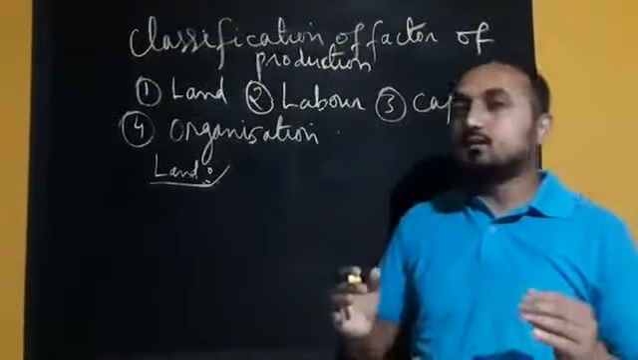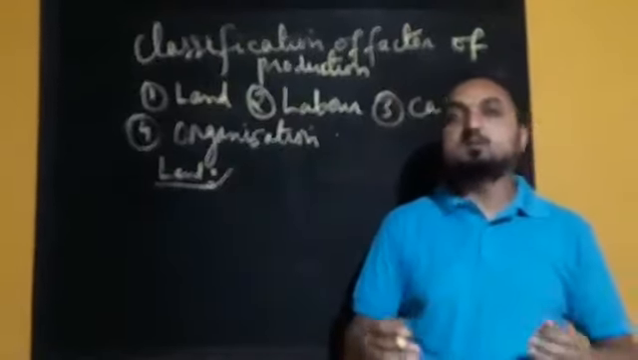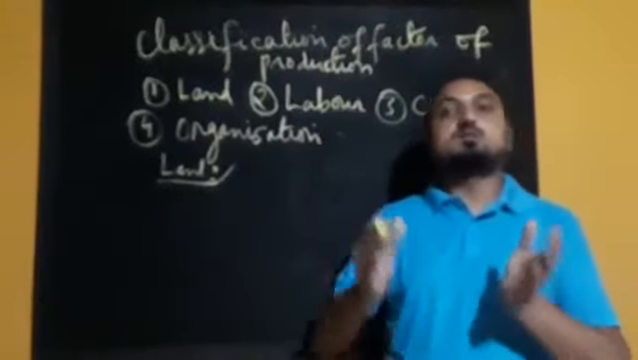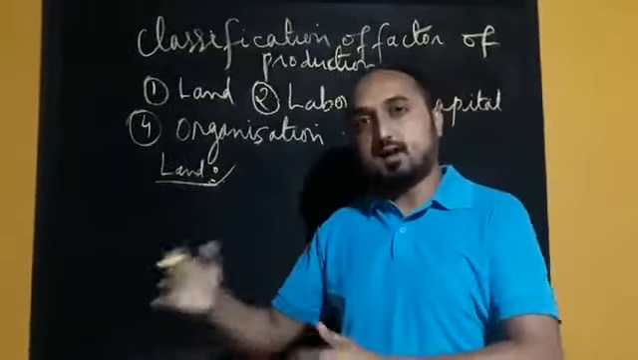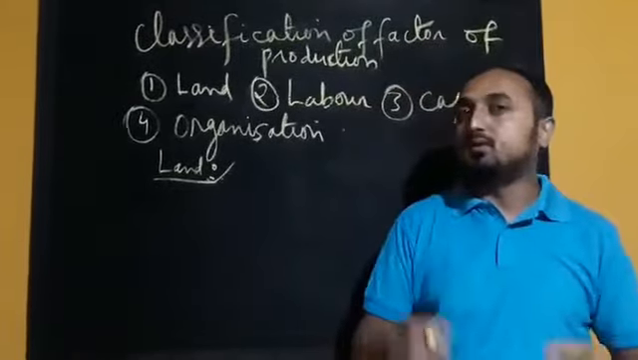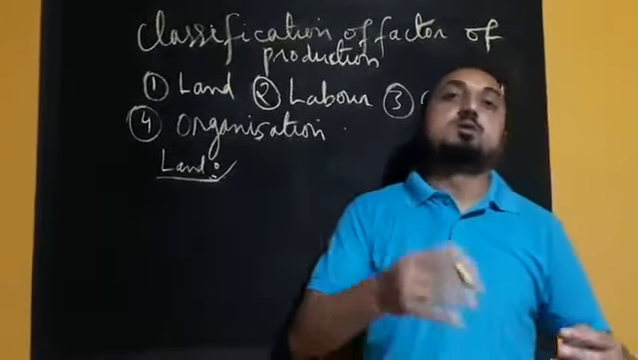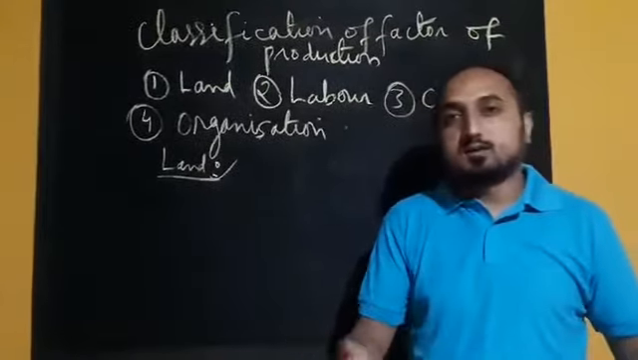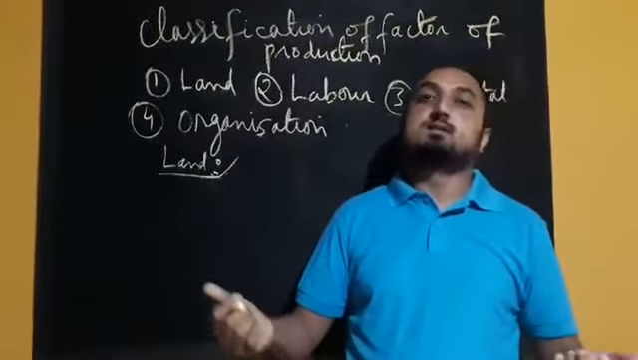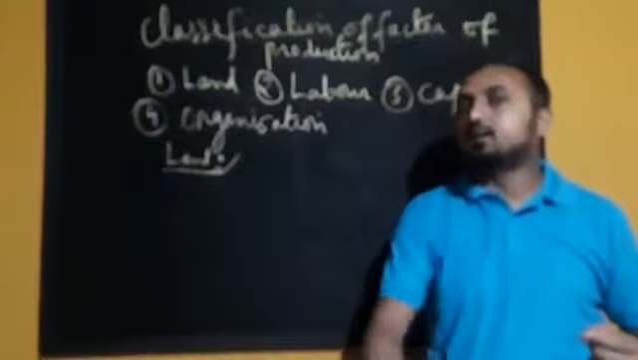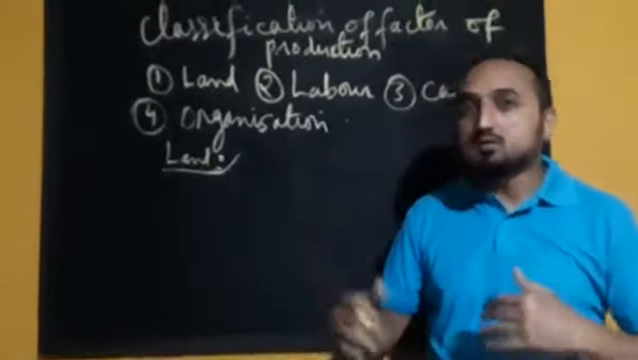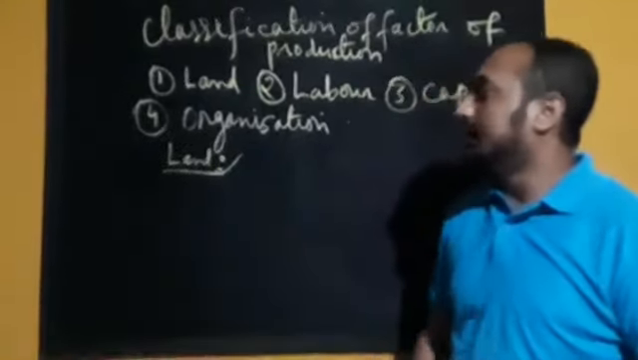Okay, once again, how do you define land in economics? In economics, land includes all the free gifts of nature. As I have already mentioned in the examples, what are the things that are part of land? It includes the soil surface, mountains, plains, and forest. So all these things are included in land.